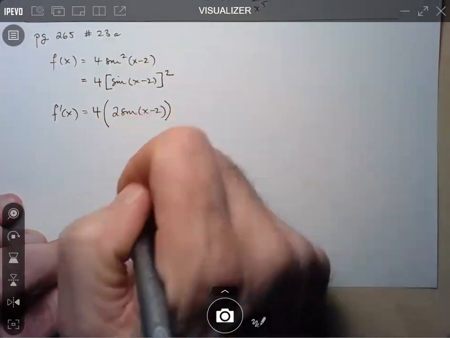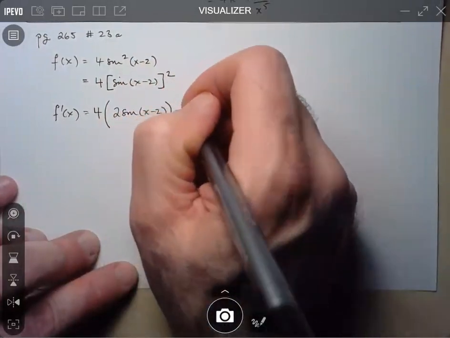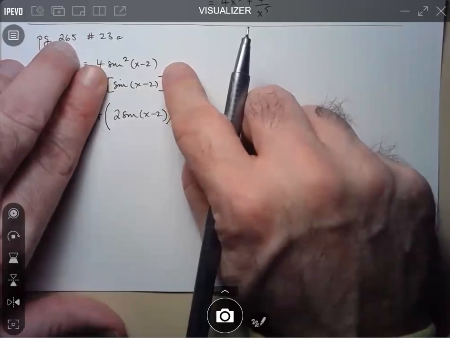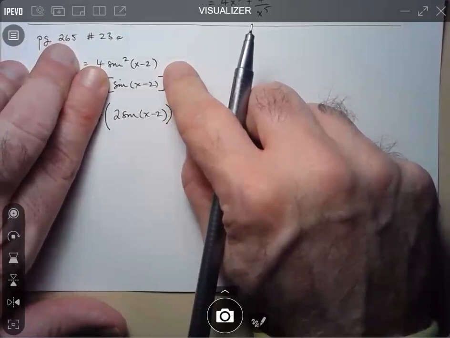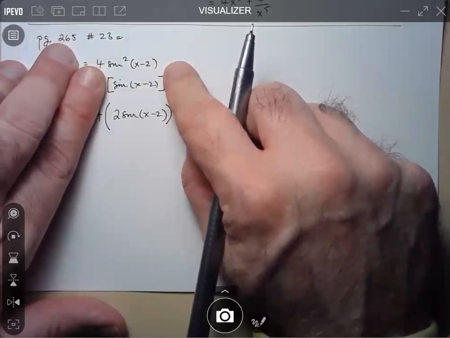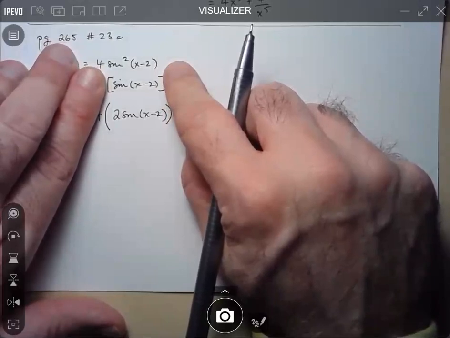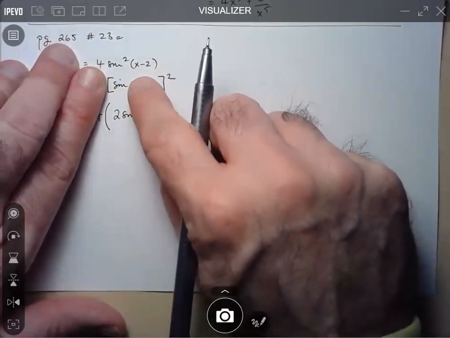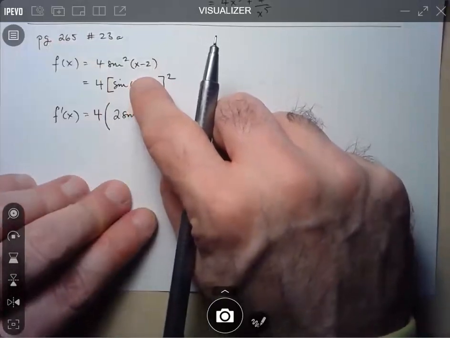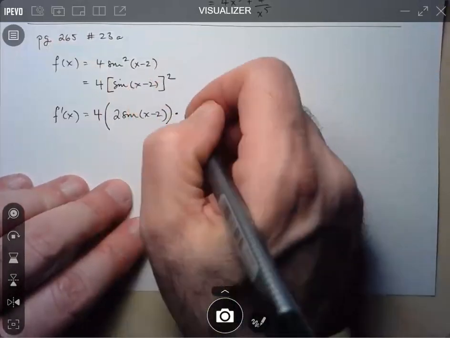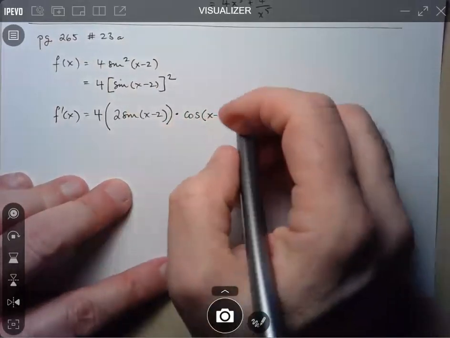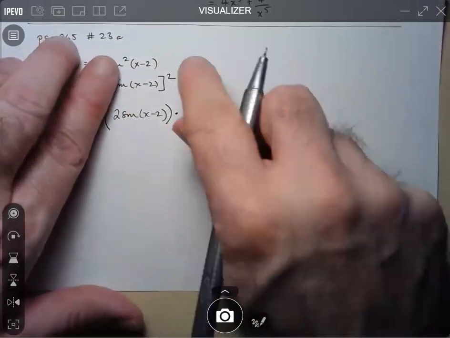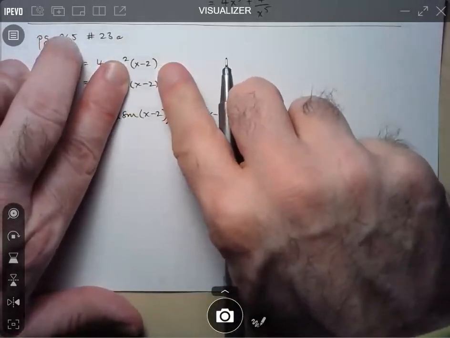Times, now we have to take the derivative of this inside function, but this inside function needs the chain rule too, because I know how to find the derivative of sine x. That's not what I have. I have the derivative of sine of x minus 2. So here, that x minus 2 is going to be my v. What is the derivative of sine v? It's cos v. And now I'm going to multiply it by the derivative of v.